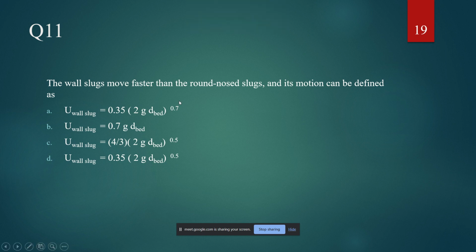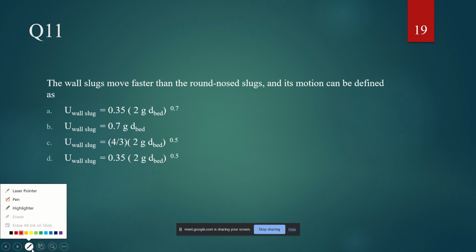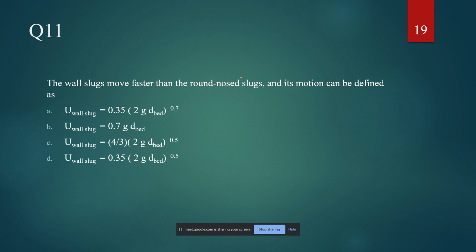So actually, do you people remember what is round nose slugs? It is looking like this, and wall slugs are where they would be attached to the walls. So we have seen that wall slugs move faster than the round nose slugs. So what is the answer? Answer is actually option D, 0.35 times square root of 2 times G d bed. This is observed in case of larger particles. The slugs would be moving in association with the wall.